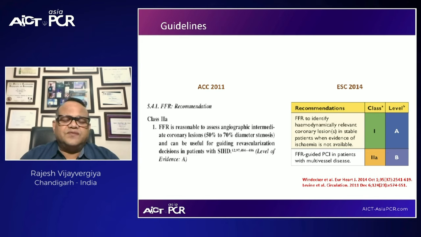The guideline also favors that FFR-guided PCI should be done in patients with chronic stable angina if the angiographic stenosis is of intermediate type, extending from 50 to 90%, with no inducible ischemia being demonstrated prior to taking the patient on the table.